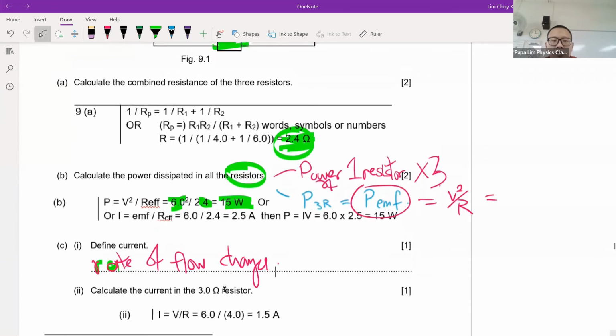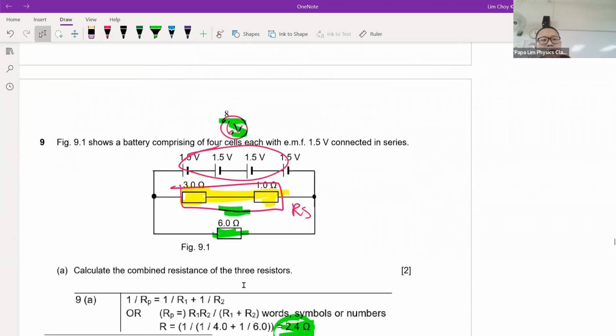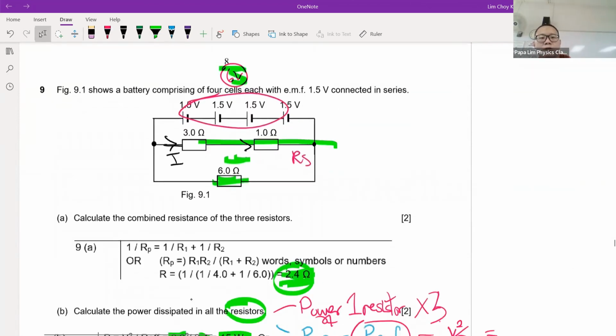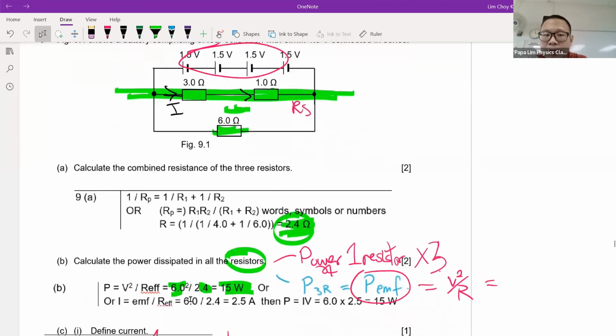Calculate the current across the 3 ohm resistor. The 3 ohm resistor is here. This is the current that I want, and this is the current also going through the 1 ohm resistor. If I want to calculate the current flowing through the 3 ohm resistor, I can look at this branch. The voltage across this branch has to be 6 volts because they are in parallel with the battery.